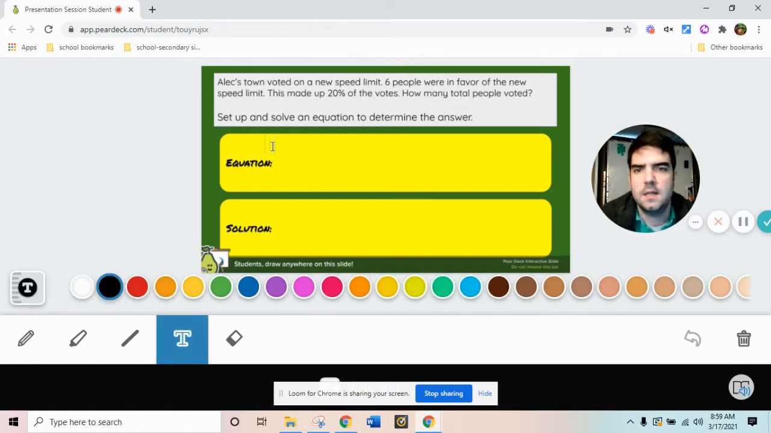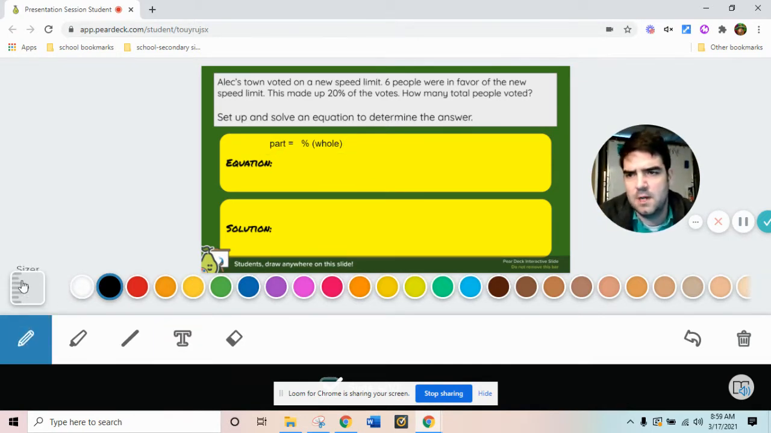All right, let's look at another equation. So we're always going to have part is equal to percent times whole. All right, and that's how we solve percent problems, all of them. Okay, so the next thing we're going to do is look into a word problem, and these can be tricky. So let's try to pull information out.